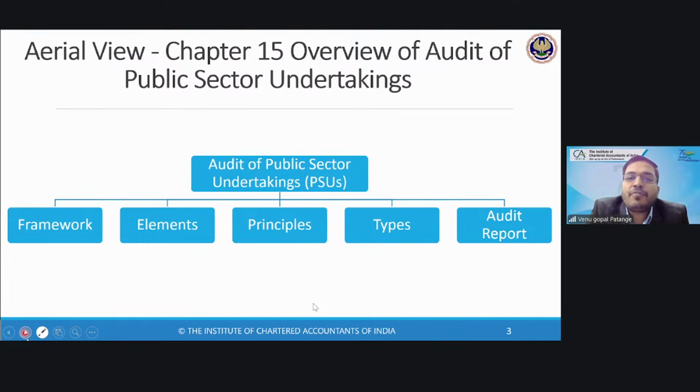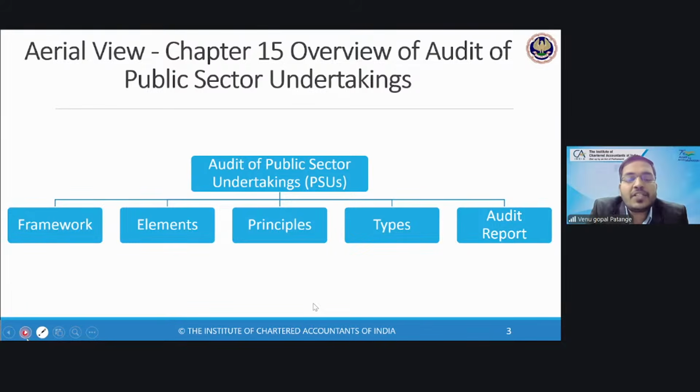So the entire chapter is summarized in 5 topics. Once we know these 5 topics, we can easily recall what we have learnt in this chapter. I'll just repeat. We will first understand what PSUs comprise, then we will discuss the framework, and then move to elements, principles, types, and audit report. At every level, we will discuss questions as well.